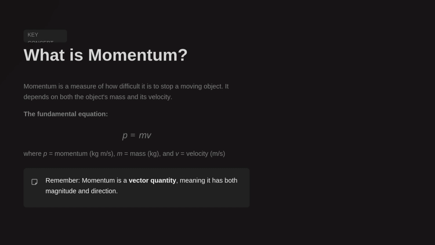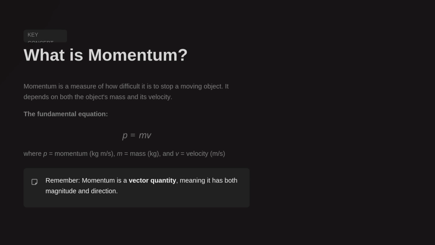Now, for your GCSEs, we need to understand this formula. The formula is p equals mv. So momentum is equal to mass times velocity. p is the momentum, which is in kilogram metres per second, mass is in kg, and velocity would be in metres per second.